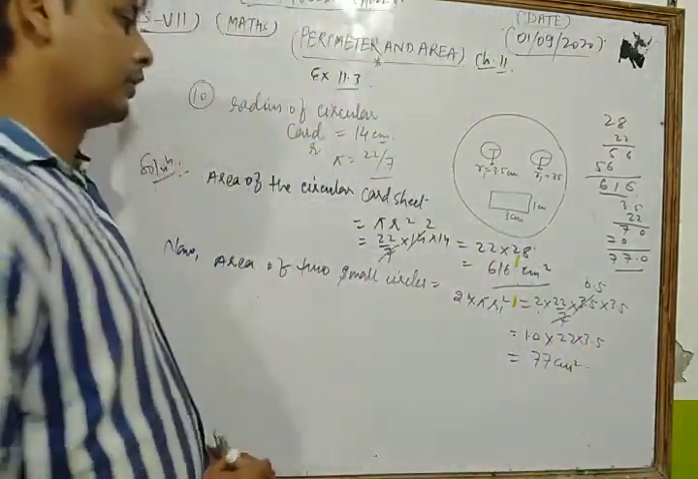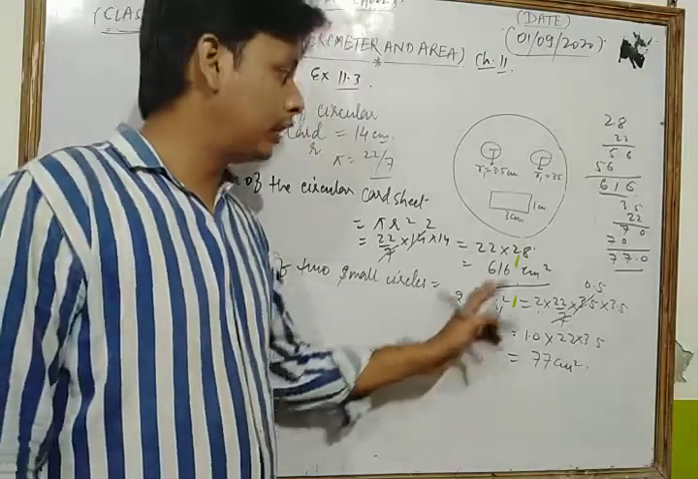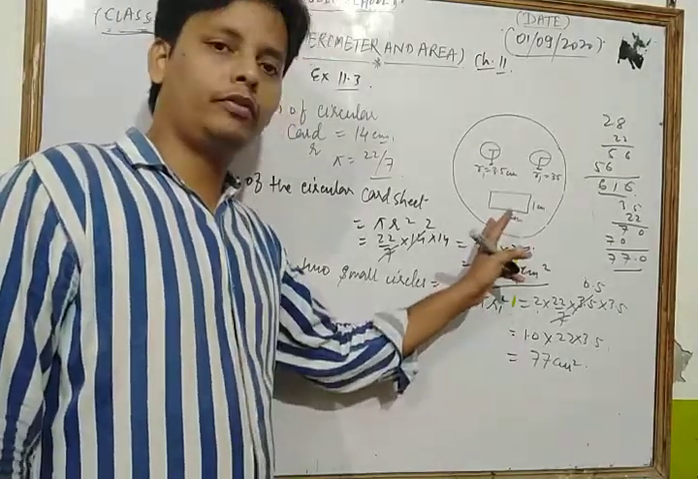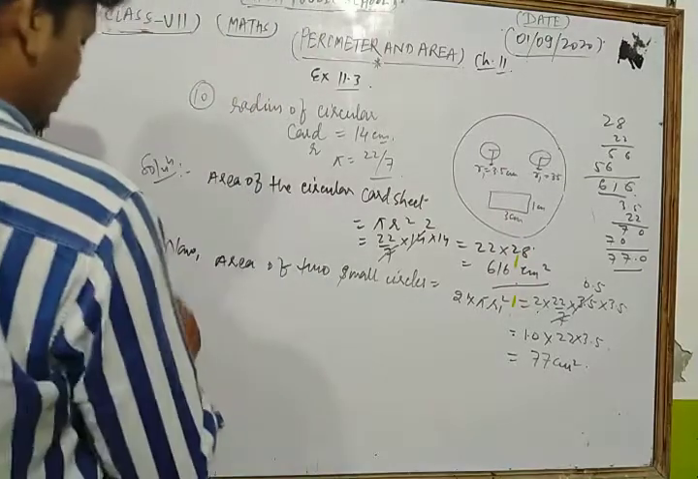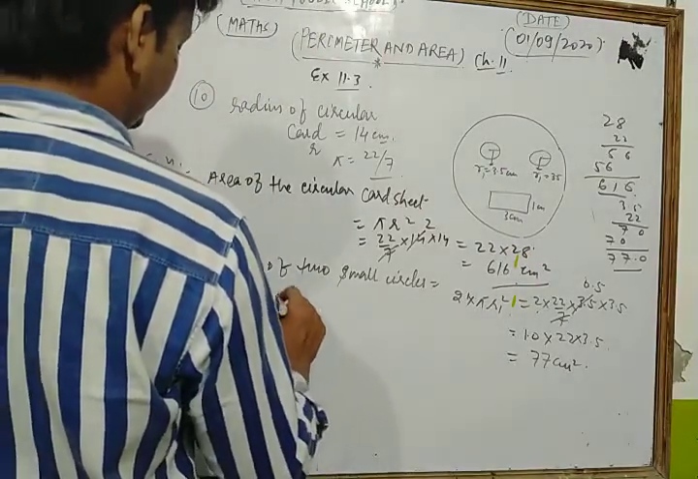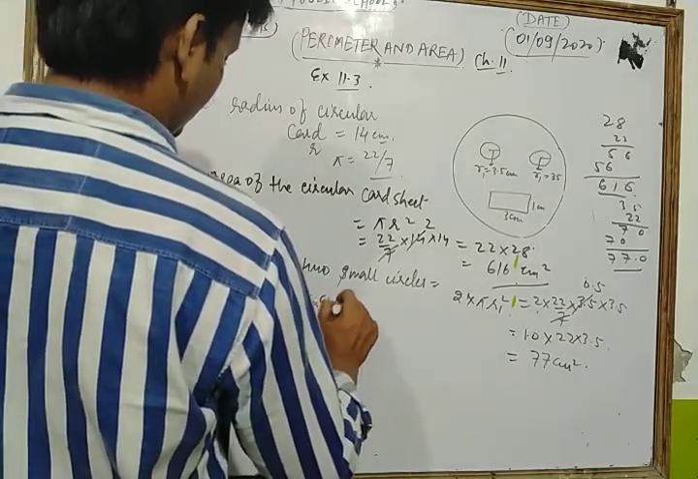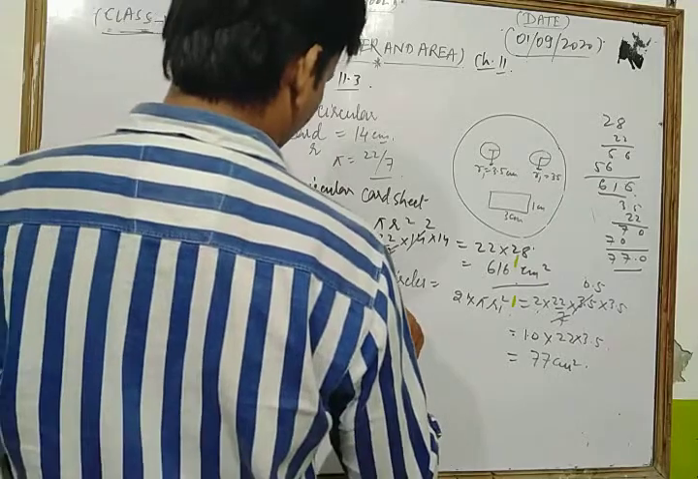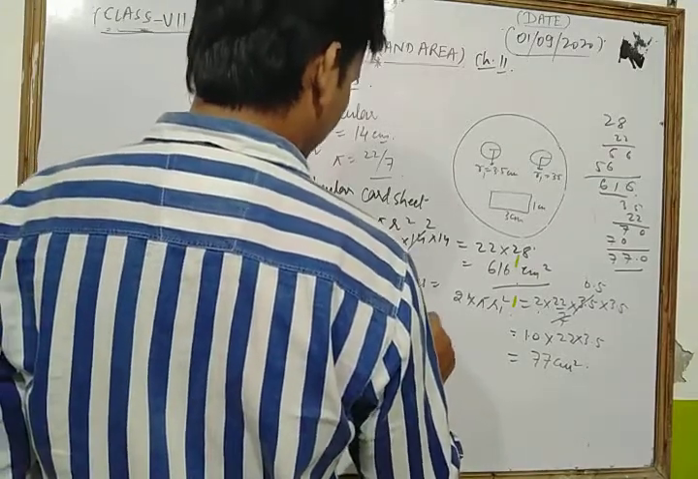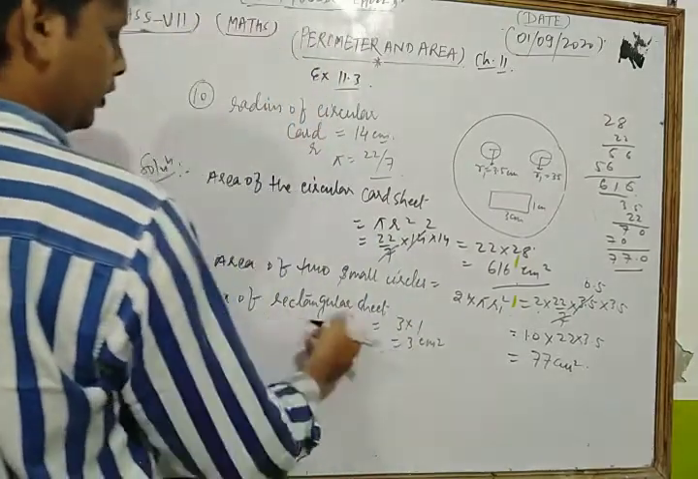Now after that we find the area of the rectangular sheet. The area of the rectangular sheet is 3 into 1, which is 3 centimeter square, because length into width gives the area of the rectangle.